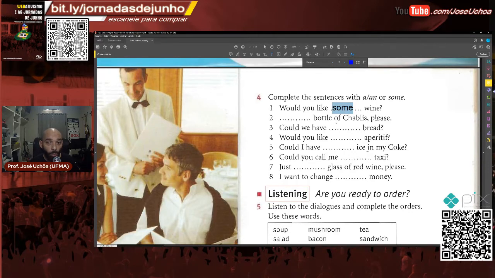And then, bottle of Chablis, please. A bottle of Chablis or some bottle of Chablis. What's the word in question here? It's the word bottle. Do you count bottles? Yes. It's exactly because you can count bottles that the word bottle goes to the plural. Uncountable words don't have a plural. They are always in the plain form, the singular form, okay? Wine. I don't say wines. I say wine, okay? But bottle, I can talk about bottles. So, would you like some wine?